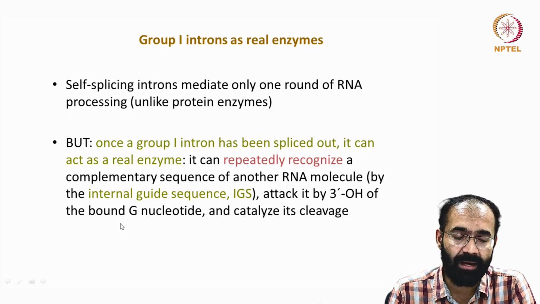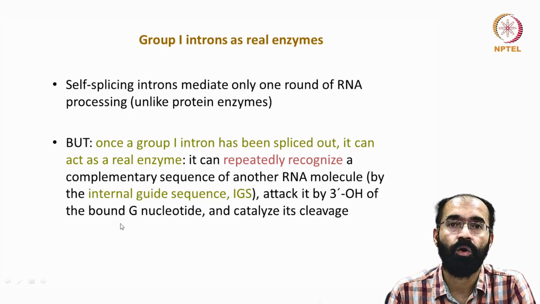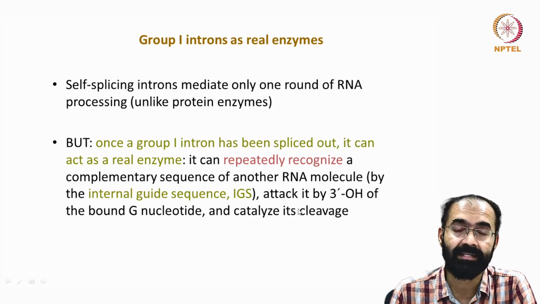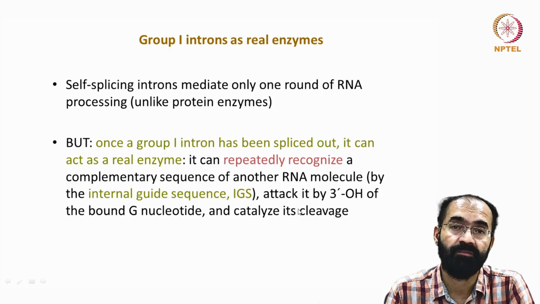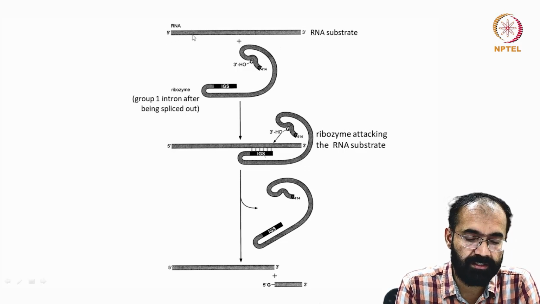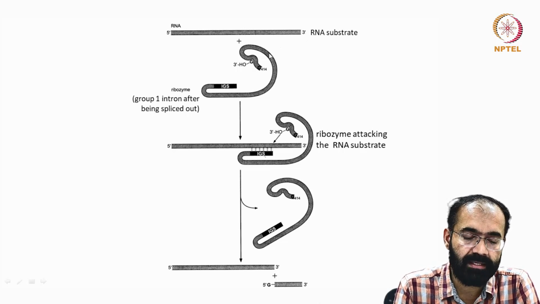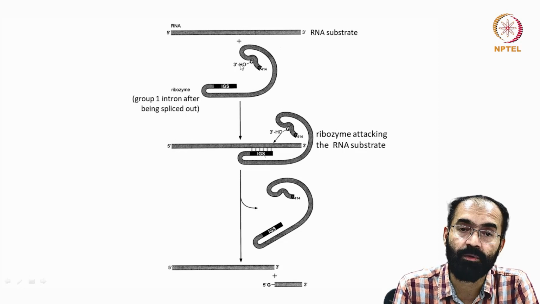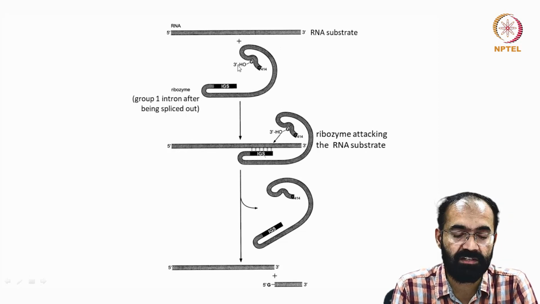Remember, this spliced out group 1 intron is holding an externally recruited guanosine whose 3' OH is always available for nucleophilic attack, and it can catalyze the degradation of various target RNA. Let us see how it is doing in detail. This is a target RNA, and we call it an RNA substrate, in the topmost panel. And now this is a spliced out group 1 intron. It has an external G attached onto it, whose 3' OH is also available for the biological function.